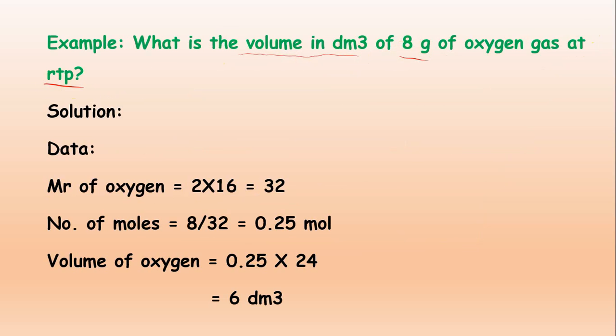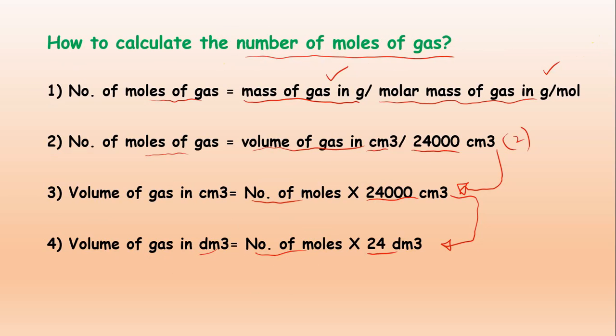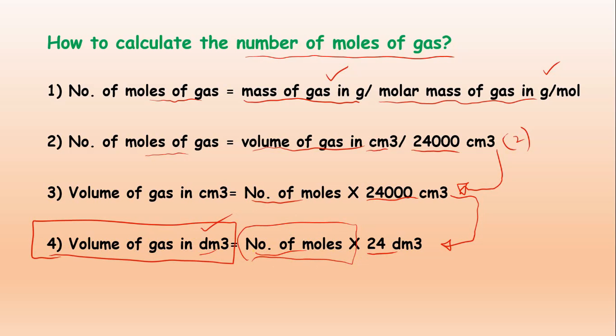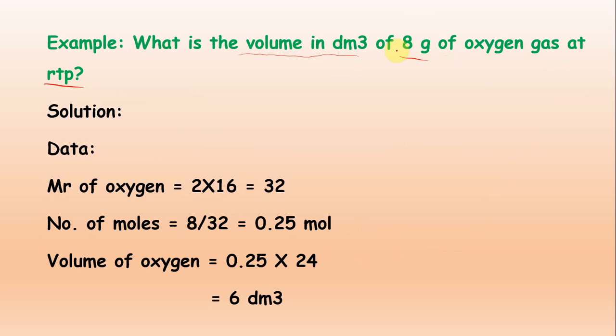So what is being asked? Volume of gas is being asked, and it is being asked in dm cube, so we have to apply formula number 4. The number of moles is needed, but here the mass is given, so no issue, we can calculate the number of moles through this mass. First of all we have to calculate the moles, and then we have to calculate the volume.